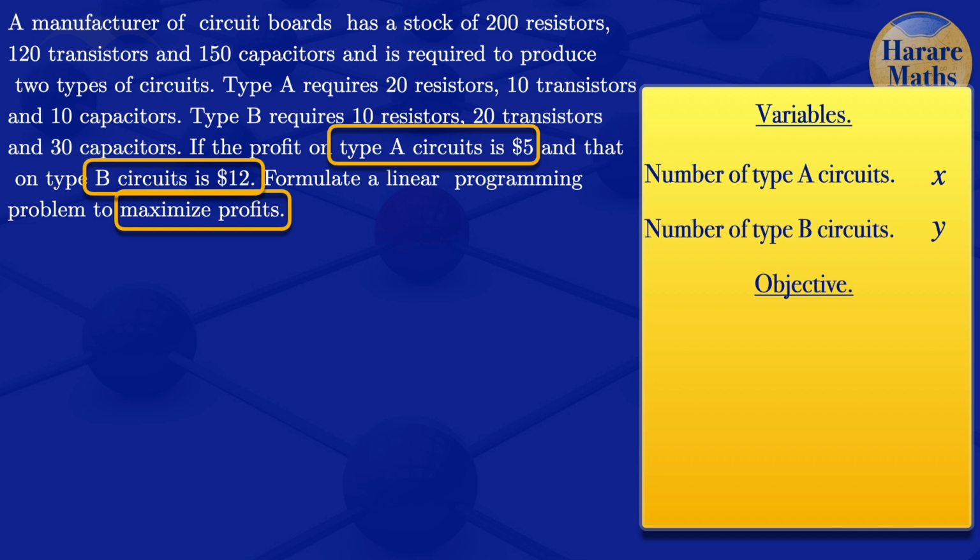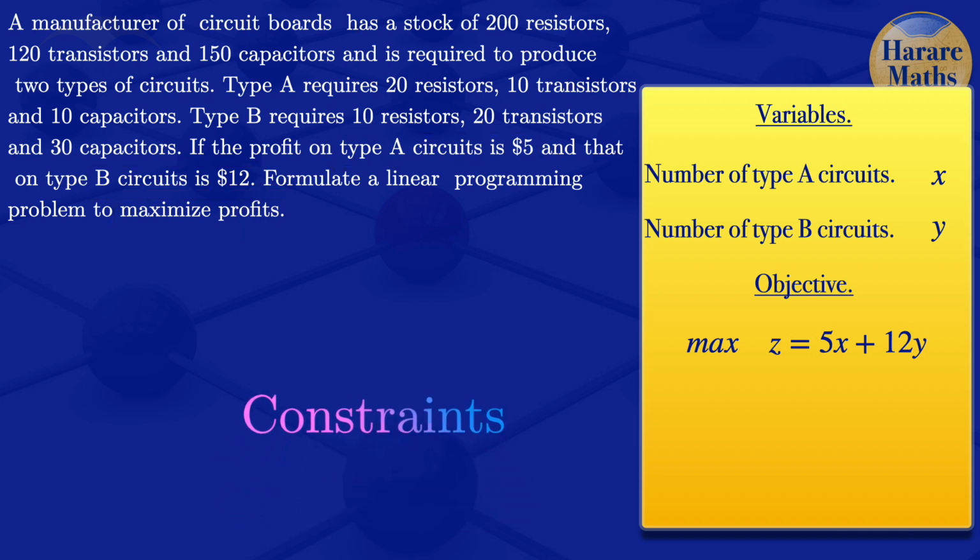And to combine the profit, we'll be adding the profit of the type A circuits and the profit of the type B circuits. So our objective function will be maximize Z, which is equal to 5x plus 12y. And that will give us the total profit. Now moving on to the constraints.